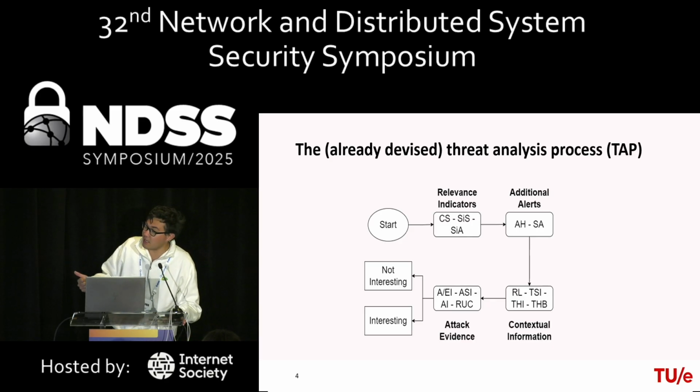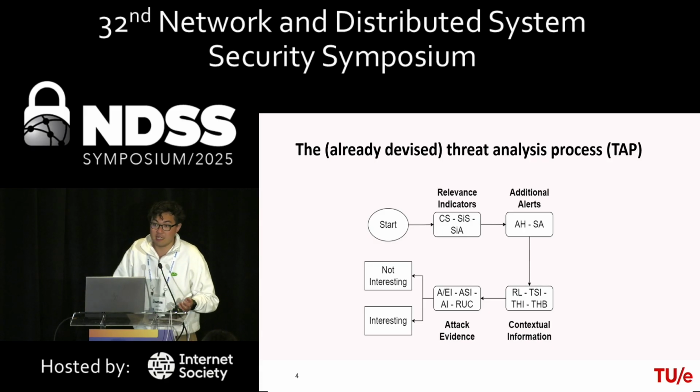categories. Relevance indicators, so is the alert even relevant right now? Is the signature up to date? These kinds of things. Then additional alerts. Has this alert been triggered often in the past? Is it a known false positive? These are the kinds of questions you should be asking.